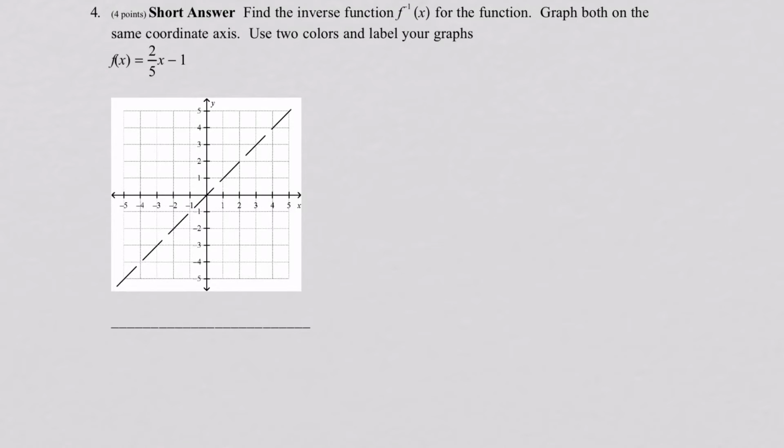Okay, number 4 says, find the inverse function for the function. So once again, it's very similar to number 3. But then it says graph both on the same coordinate axis. Use 2 colors and label your graphs. Okay, so let's start by finding the inverse.